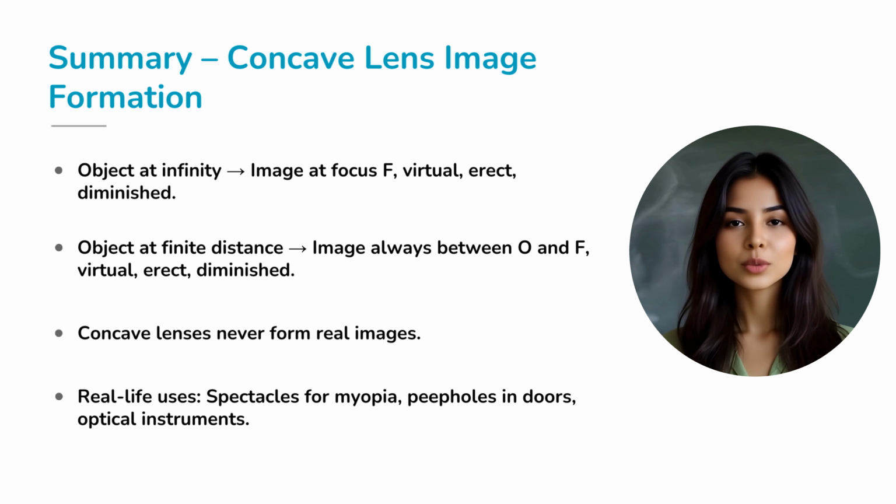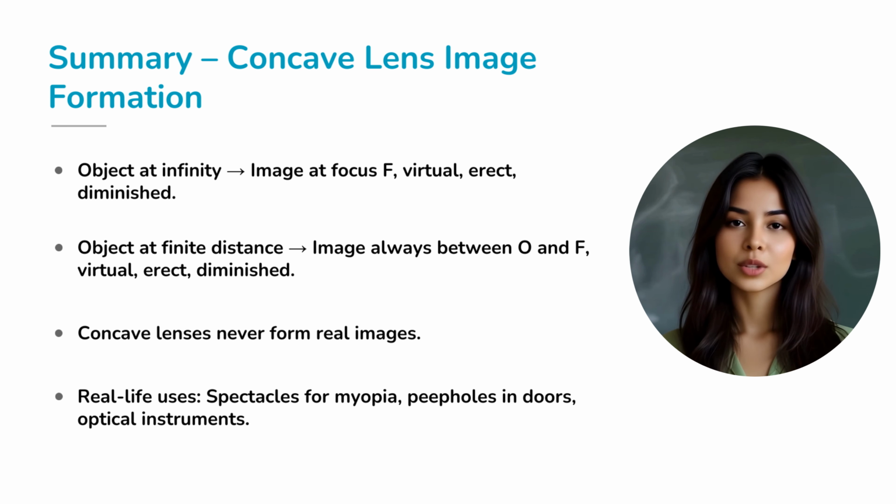Now, what if the object is closer at a finite distance? Picture something that's not super far, but still quite a distance. The image shifts between O, the optical center, and F, the focus, still virtual, erect, and diminished. No surprises there, it stays pretty small and upright. Fun fact, concave lenses never make real images. They're always creating images that you can't actually project onto a screen.